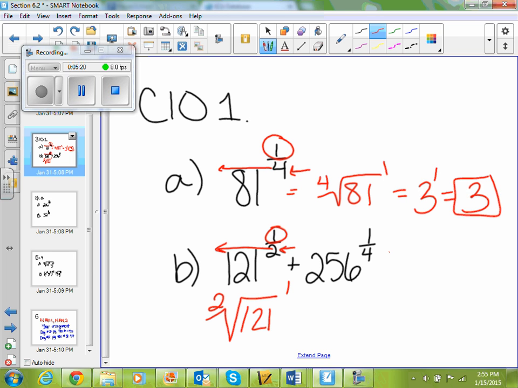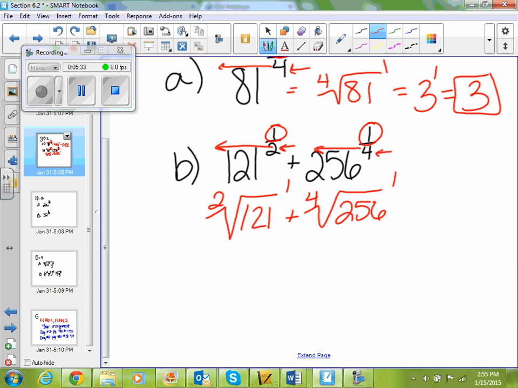Alright, Kyle, what happens to this 4? Push forward. 256. What happens to this 1? Stays up. Alright, so Kyle, what's the square root of 121? 11, okay, to the first. What's the fourth root of 256? Okay, so 4 to the first. So 11 to the first plus 4 to the first, and 11 plus 4 is 15. Yay!